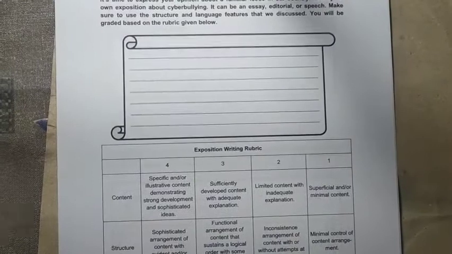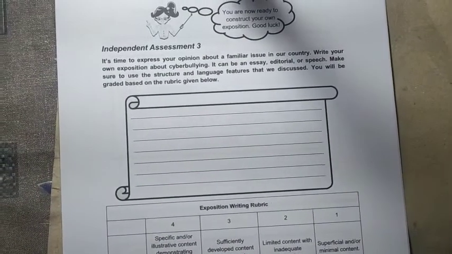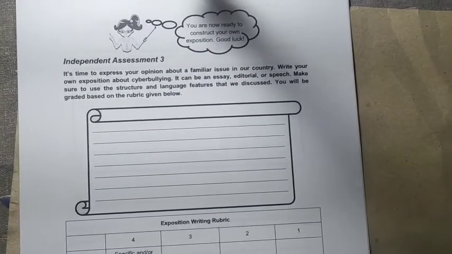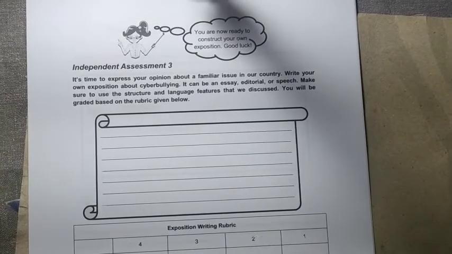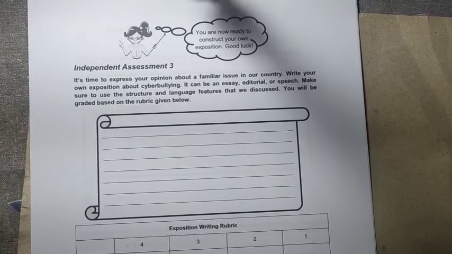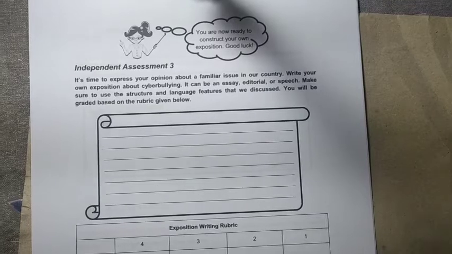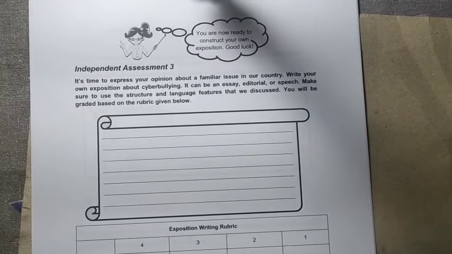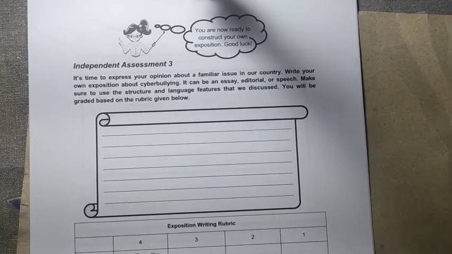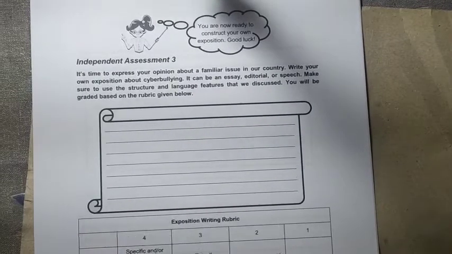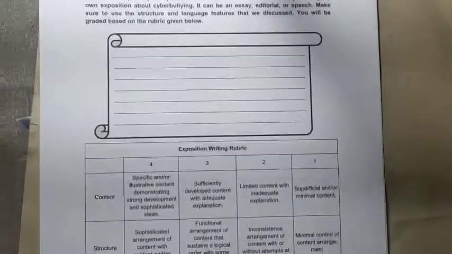So independent assessment number 3, it is time to express your opinion about familiar issues in our country. Write your own exposition about cyberbullying. It can be an essay, editorial, or speech. Make sure to use the structure and language features that we discussed. You will be graded based on the rubric given below.